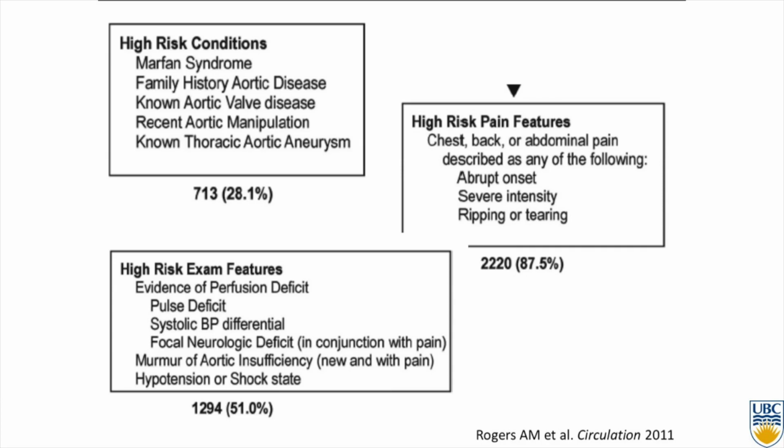High-risk pain features included pain that involved the chest, back, or abdominal cavity that was abrupt in onset, severe, and ripping or tearing in nature. High-risk physical exam features included a pulse deficit, a differential in systolic blood pressure, a focal neurologic deficit, a murmur of aortic insufficiency, and patients in shock.